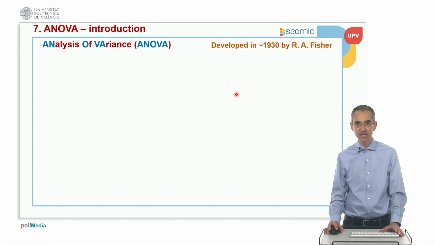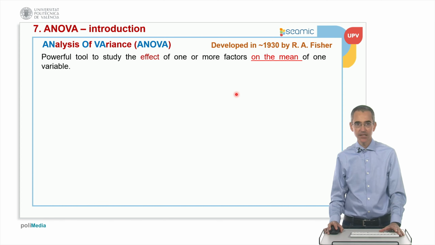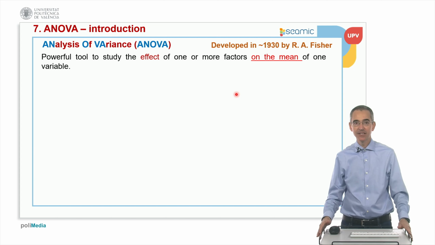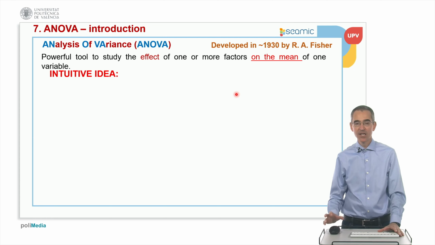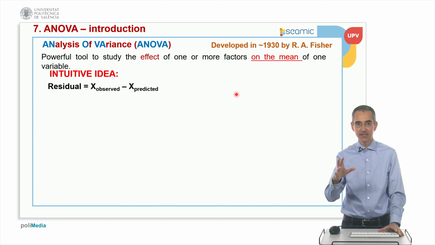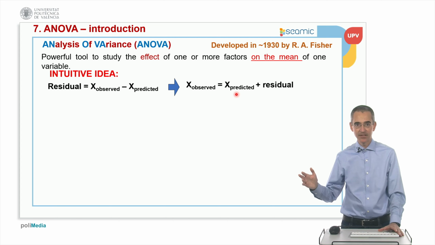It was developed in the 1930s by Fisher, and it is a powerful tool to study the effect of one or more factors on the average of one variable. Although it is called Analysis of Variance, the main purpose is not so much to study differences in variance, but to study differences in the mean, which is an important issue. I'm going to explain the intuitive idea and the key formula. By definition, the residual in statistics is defined as observed value minus predicted value. Then we can rearrange this and say that an observed value is the predicted value plus the residual.